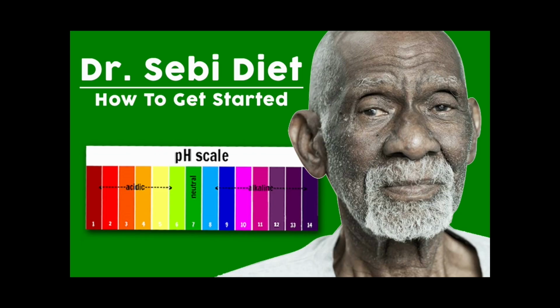So if we look at the acid and alkaline scale, the pH scale, it goes from 1 to 14, and 7 is neutral. So anything below 7 is acidic.